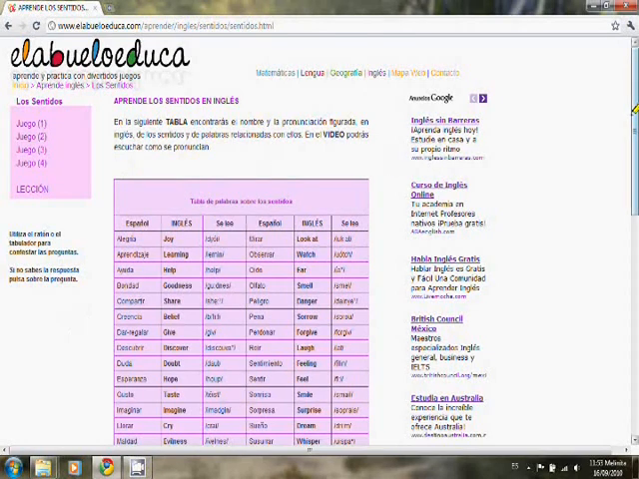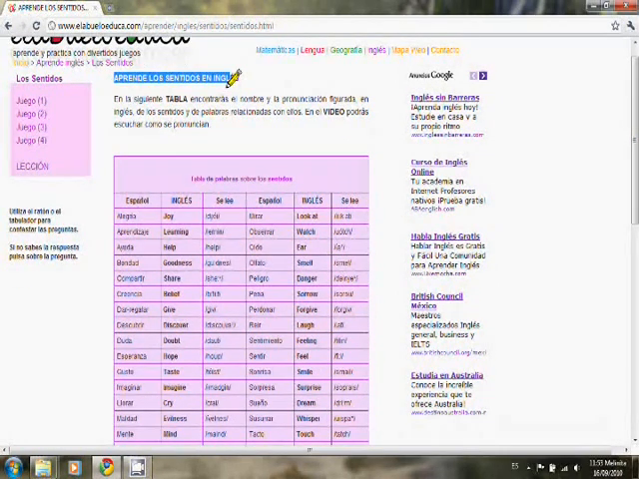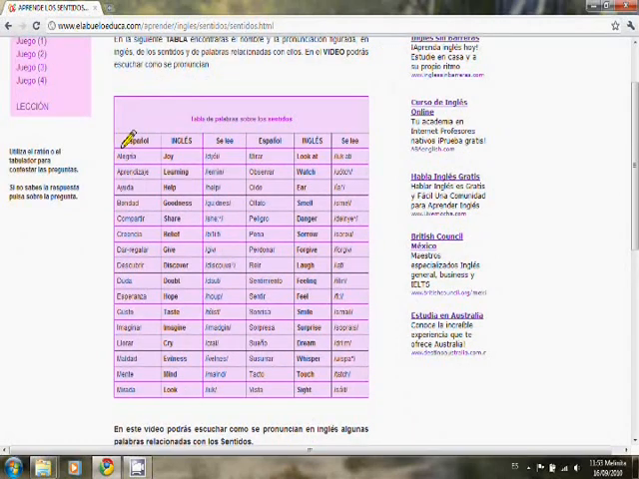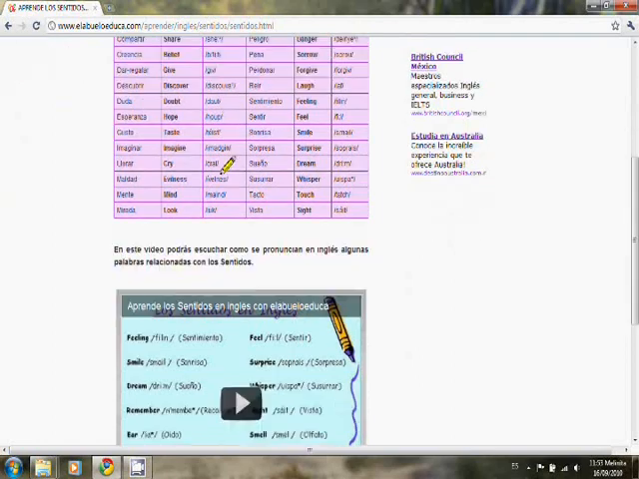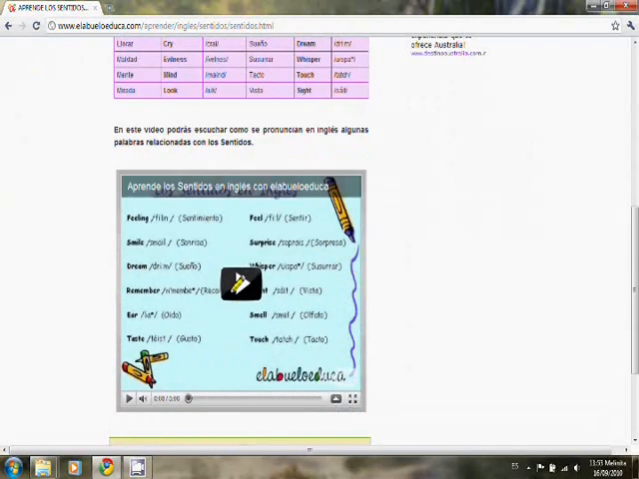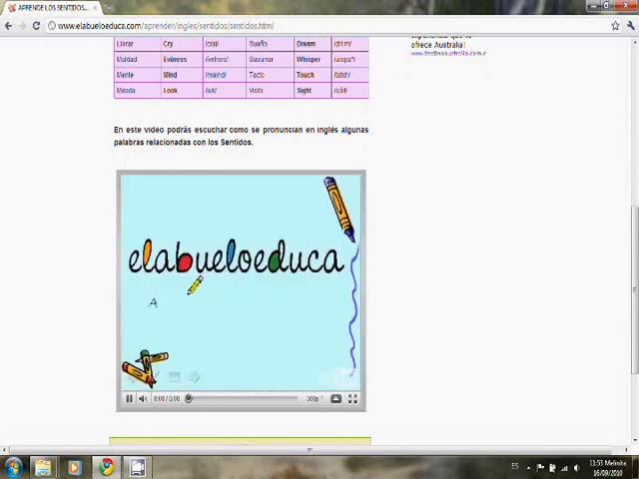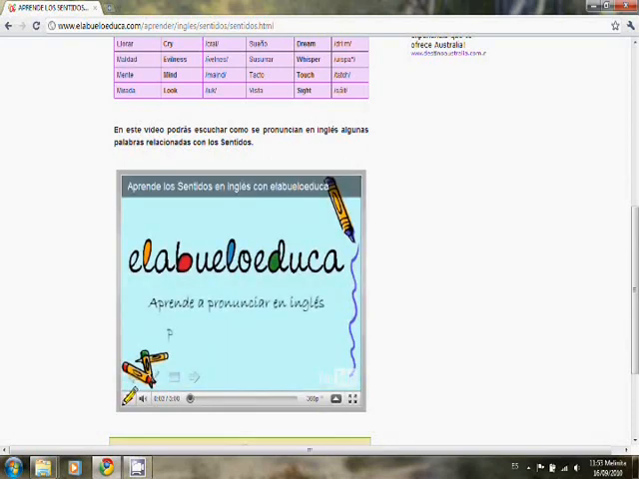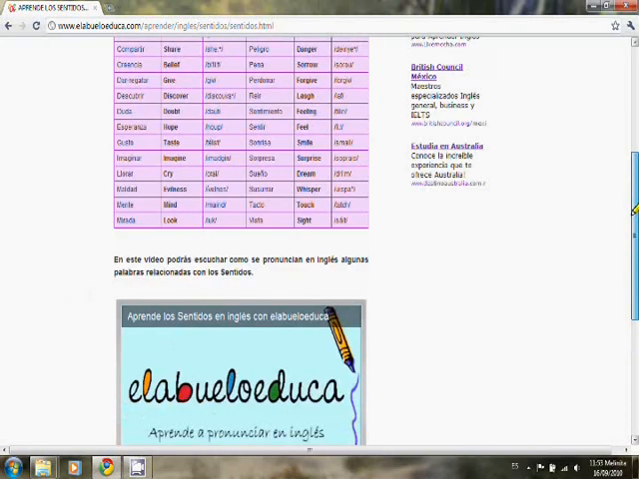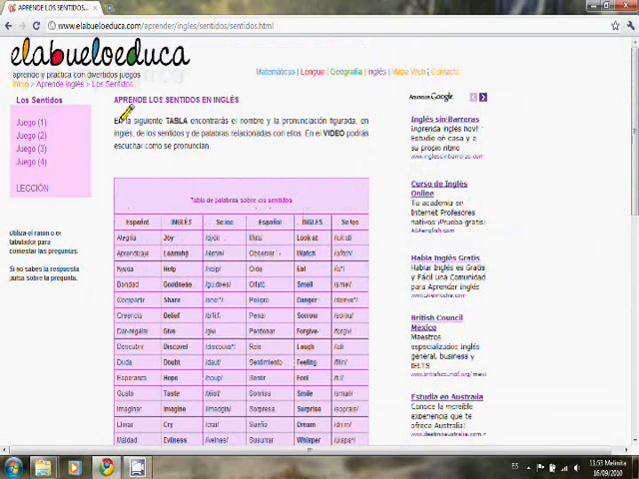Here we are at the topic of senses. Learn the senses in English. So we have the word in Spanish, alegría. We have the word in English, joy. And how we're supposed to read it: joy. So we have the column of Spanish, the column of the word in English, and the column of how you read it. So we can go on to the video and we can hear how the words are pronounced. So you can see it and look at it as much as you need to.